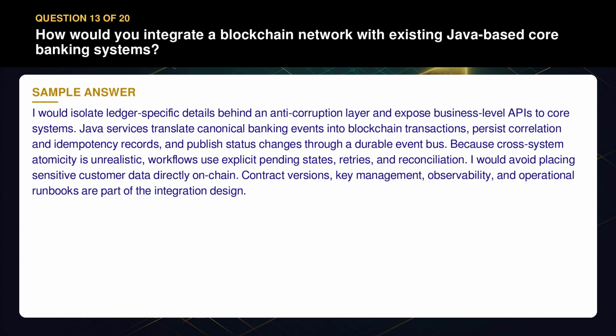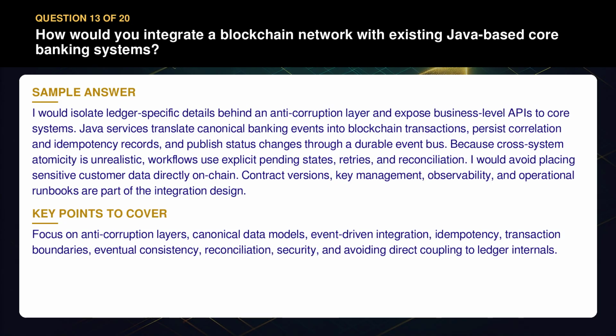Java services translate canonical banking events into blockchain transactions, persist correlation and idempotency records, and publish status changes through a durable event bus. Because cross-system atomicity is unrealistic, workflows use explicit pending states, retries, and reconciliation. I would avoid placing sensitive customer data directly on-chain. Contract versions, key management, observability, and operational runbooks are part of the integration design.